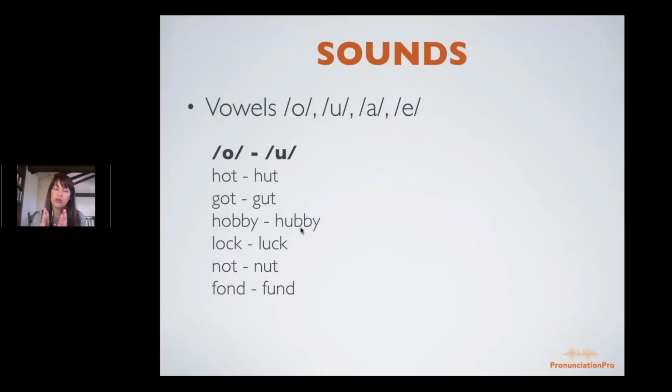If you just break it down to one syllable, it's sometimes easier to get that sound and then add the rest. Okay. Lock, lock. Do it again. Lock, lock, not, not. Fund, fund. Yeah, there you go.